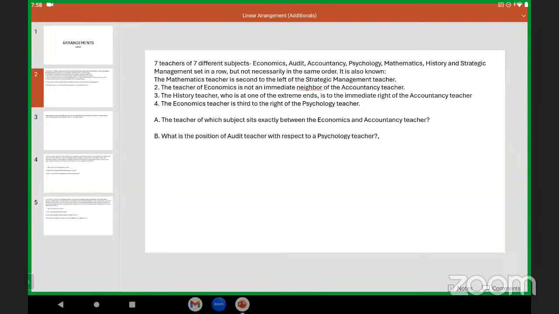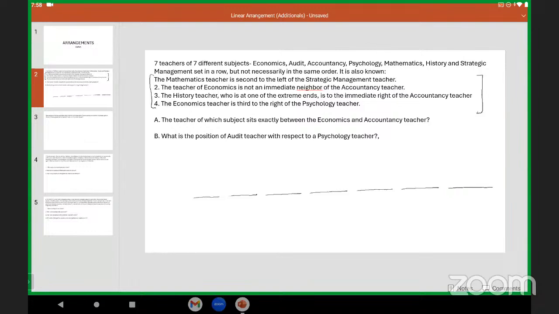So here the set is about seven teachers who teach seven different subjects. The subjects are economics, audit, accountancy, psychology, mathematics, history, and strategic management. They are sitting in a row, not necessarily in the same order. So we know that there are going to be seven different teachers who will teach seven different topics. One, two, three, four, five, six, and seven. Fine. And there is data given over there. We have to solve the set on the basis of this data that is given.